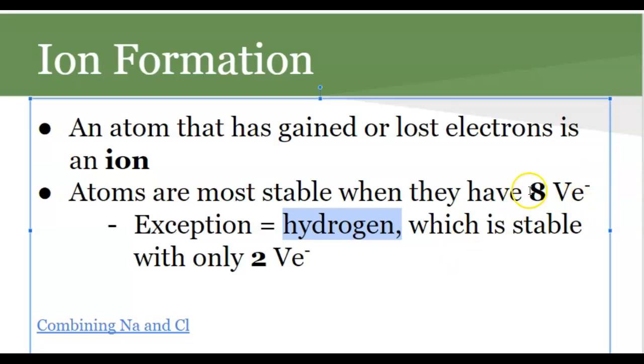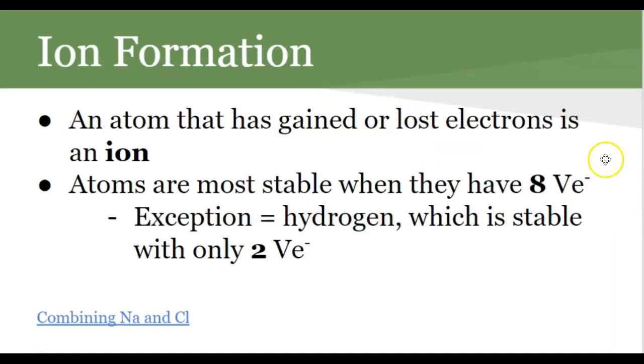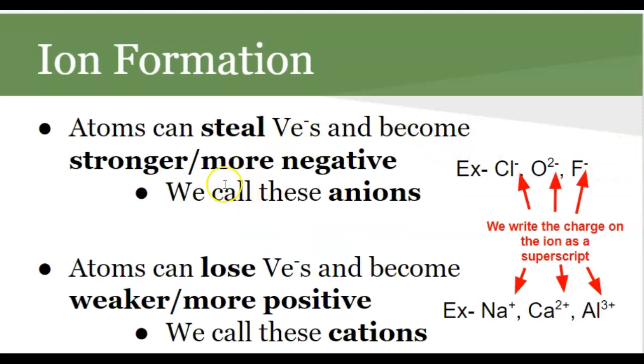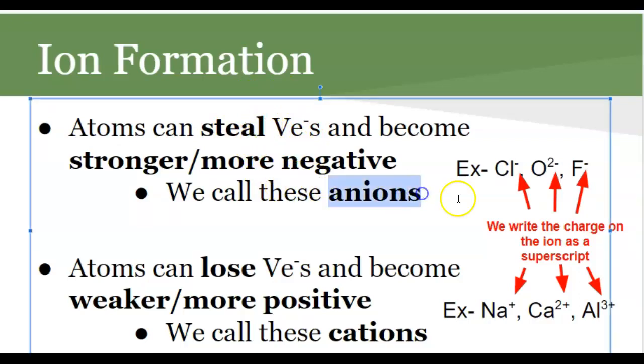Depending on where an element falls in the periodic table, it will either be easier to gain some electrons to get up to 8, or lose some electrons to get down to 0, which means their next level has a complete set. So atoms that steal electrons are the more negative ones. Electrons, if we remember, are negatively charged, so when you take them, you become more negative. And they are called collectively anions.